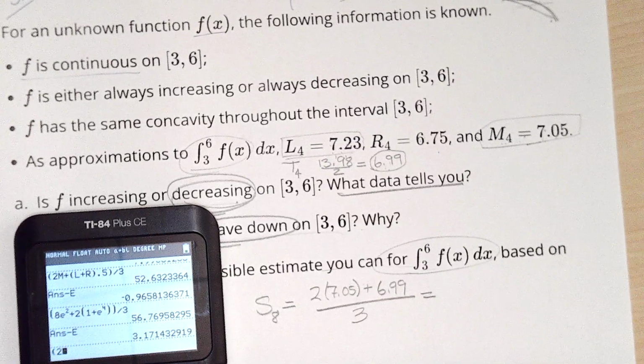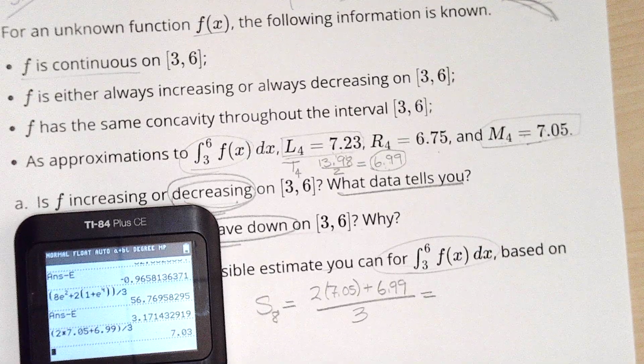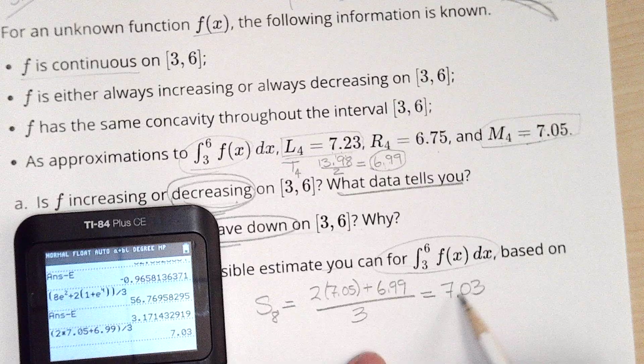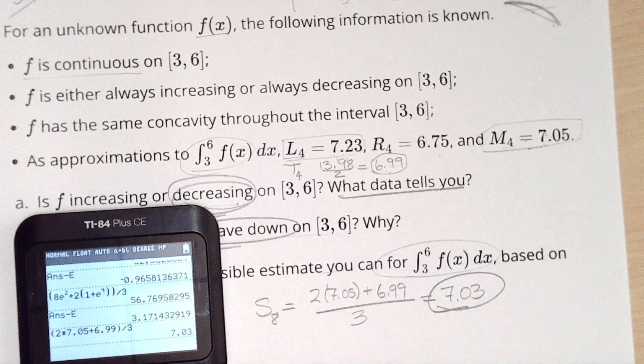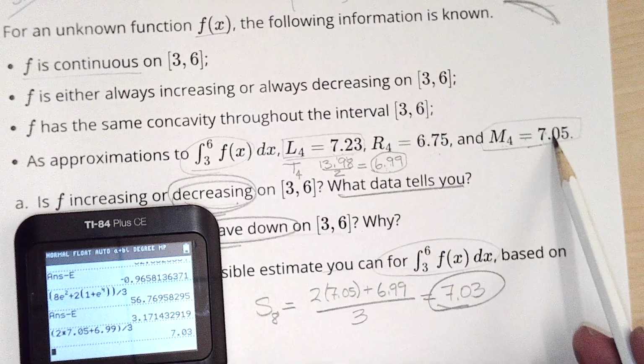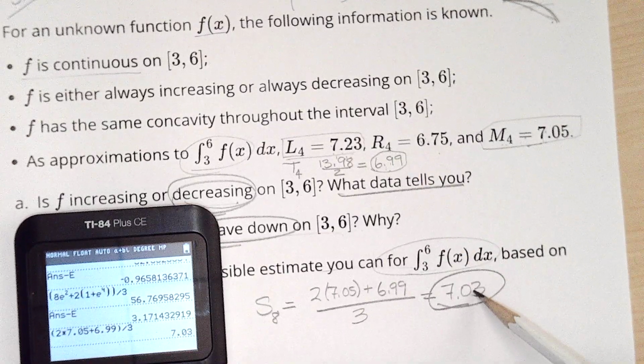And we get an estimate of parenthesis 2 times 7.05 plus 6.99, divided by 3, and we think our best estimate is 7.03 given the information we have. That's less than the left, more than the right. The midpoint is giving us a little over, and the trapezoid is giving us a little under.